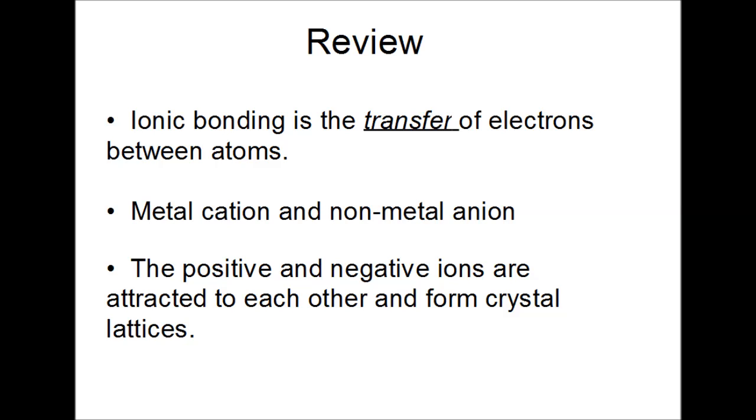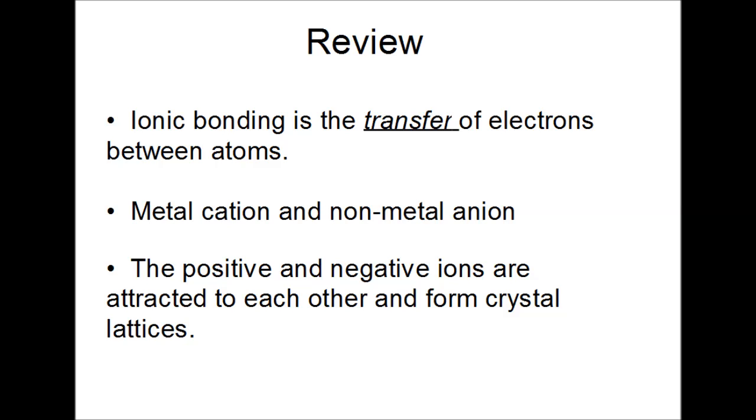Alright, so just as a quick review, remember that ionic bonding is the transfer of electrons between atoms, and that's what's going to be different when we're talking about covalent bonding. Ionic bonding consists of a metal cation and a non-metal anion. As we talked about last week, the metal cation, which has a positive charge, and the non-metal anion, which has a negative charge, are attracted to each other. We've all heard the old adage that opposites attract, and that's exactly what happens here.